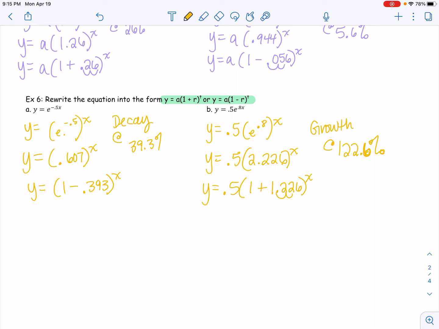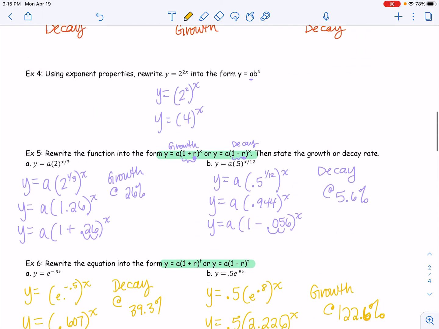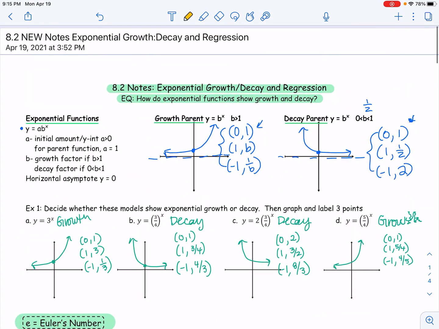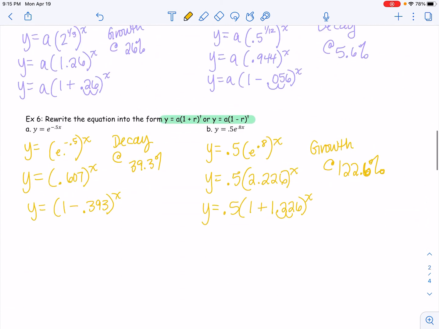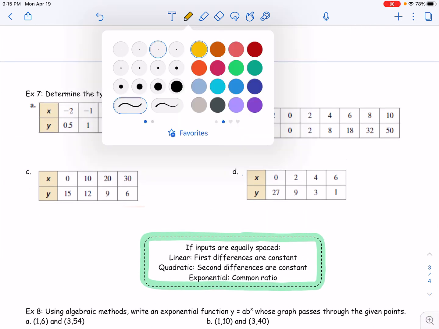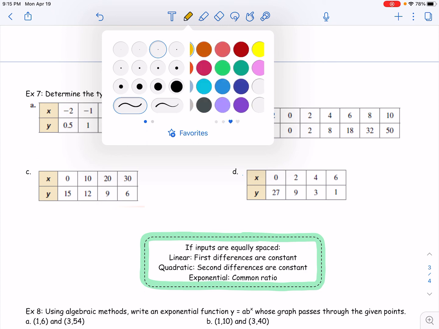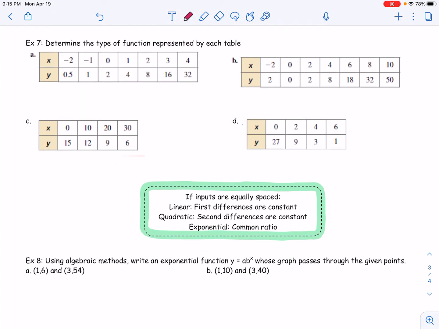All right. So that's pretty much it in regards to the growth and decay models and how to rewrite and stuff like that. And so lastly, we want to quickly talk about regression. So we want to introduce talking about identifying types of data. And we've actually already done this before. But remember, we have 3 types of data now that we can look at given a graph or a table or values. And that's going to be linear, quadratic, and exponential.